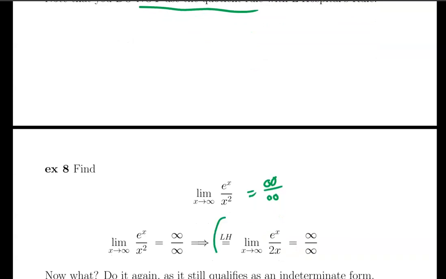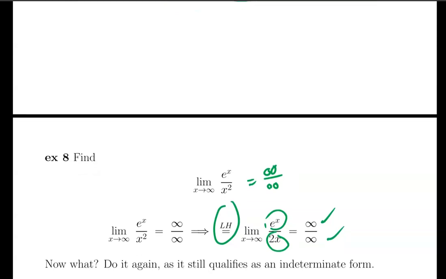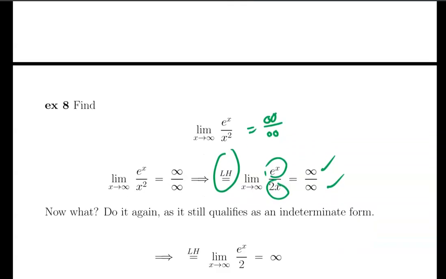So you'd put the little LH above, and you'd take the derivative of the top, which is e to the x, and the derivative of the bottom, which is 2x, and guess what? Top still gets big, bottom still gets big. So are we stuck? No. Still in indeterminate form, so you can apply L'Hopital's again.